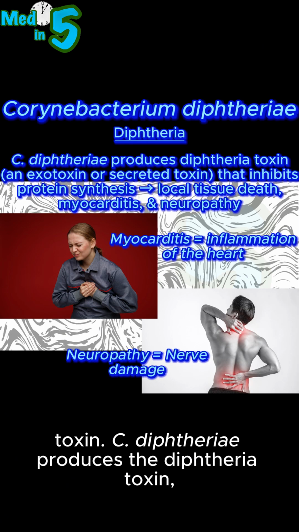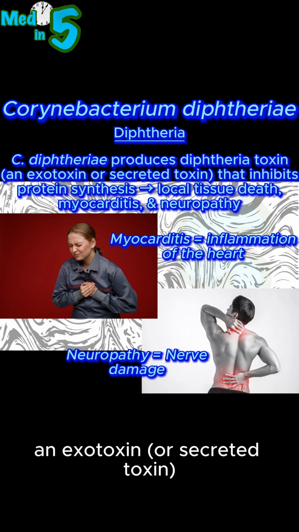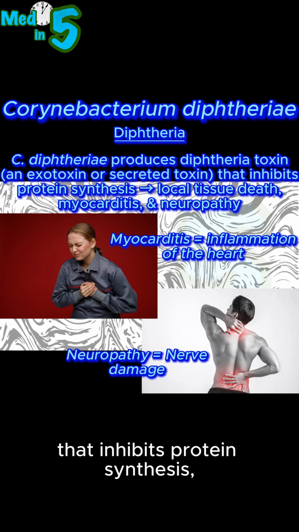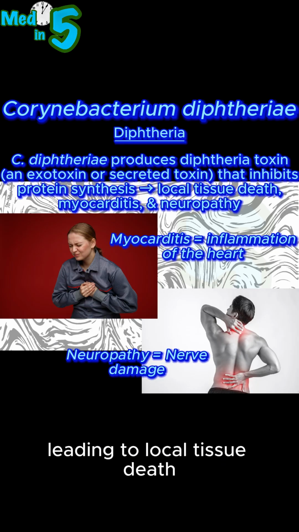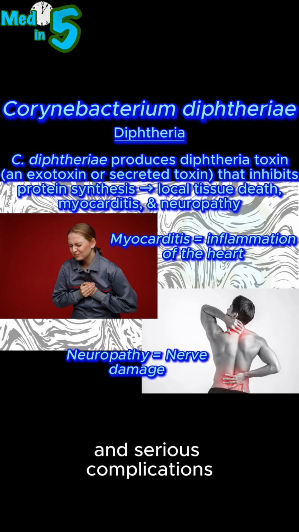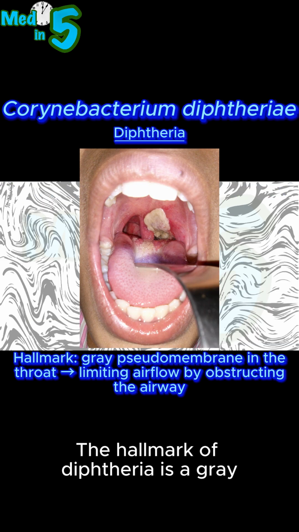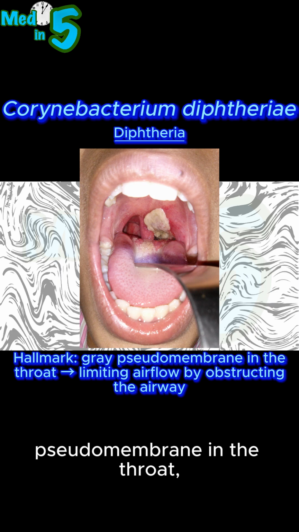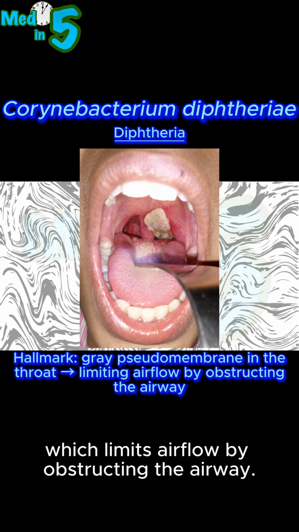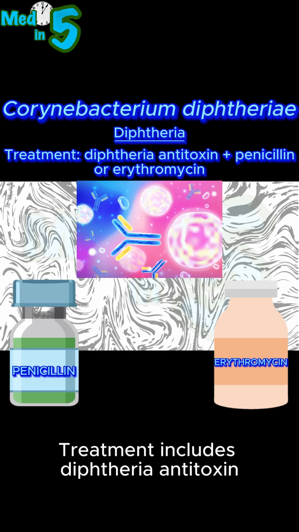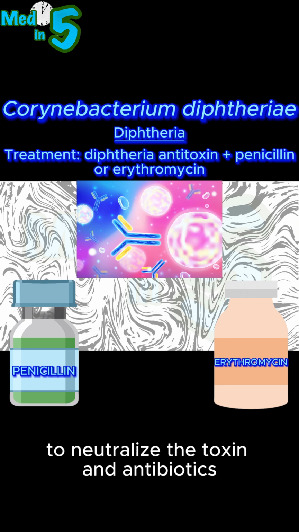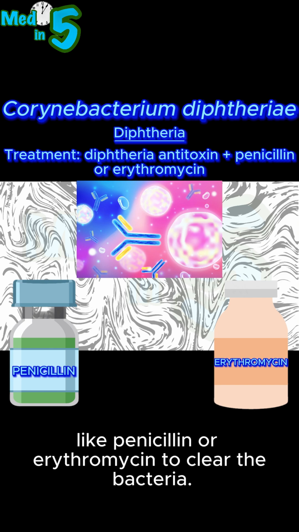C. diphtheriae produces the diphtheria toxin, an exotoxin or secreted toxin that inhibits protein synthesis, leading to local tissue death and serious complications like myocarditis and neuropathy. The hallmark of diphtheria is a gray pseudomembrane in the throat, which limits airflow by obstructing the airway. Treatment includes diphtheria antitoxin to neutralize the toxin and antibiotics like penicillin or erythromycin to clear the bacteria.